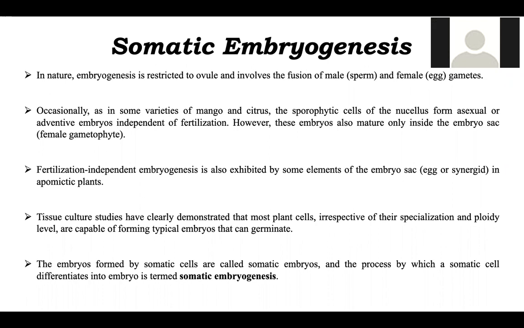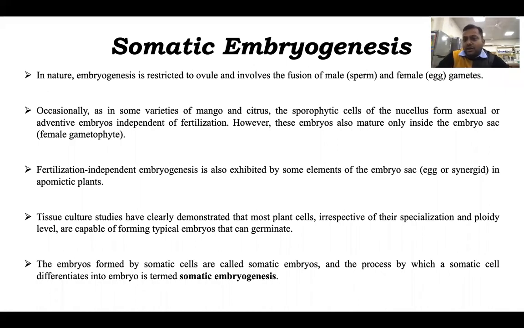So in some cases, the non-gametic cells or the non-germline cells have also been found to undergo embryogenesis. But what is more important is that even in such cases, the embryos are developed inside the embryo sac or the female gametophyte. So this is coming out from the somatic cells or the non-germline cells. This is a fertilization independent embryogenesis. And tissue culture has exploited this aspect of fertilization independent embryogenesis to the very best.